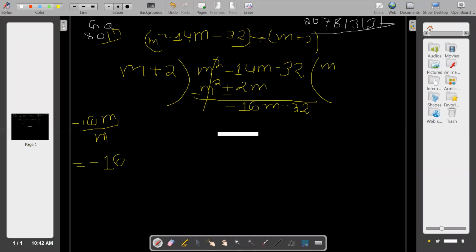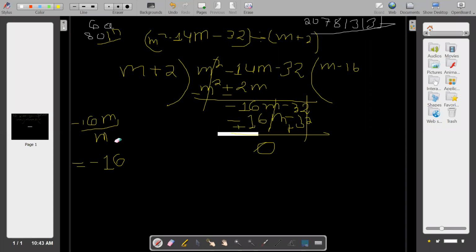So we use that minus 16 here. Now m into, no, we don't use this now. We use just minus 16. m into minus 16 is minus 16m. And minus 2 sixteens are 32. Again, we have to change sign, minus changes into plus, minus changes into plus. So these also will be cancelled, and the remainder is 0.